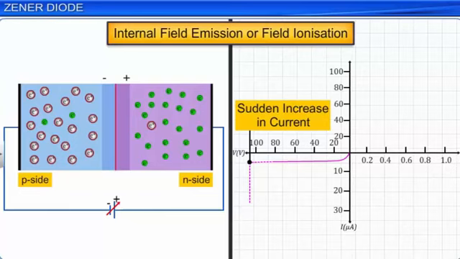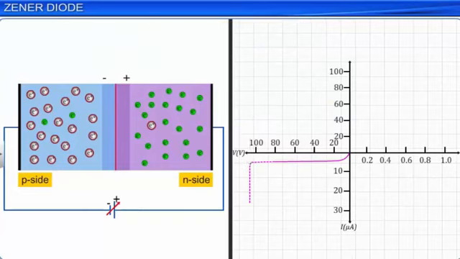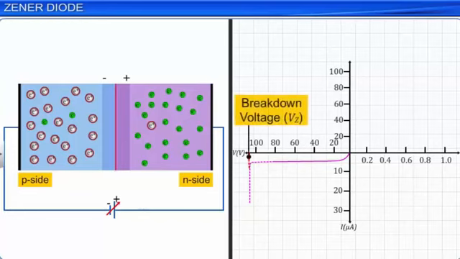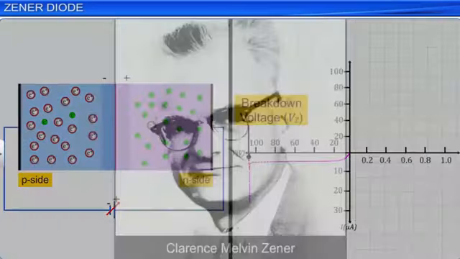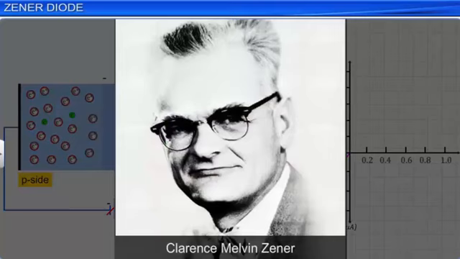The voltage at which there is a sudden increase in current in a reverse biased diode is called the breakdown voltage. A diode designed to have low breakdown voltage under reverse bias is called a Zener diode, which is named after its inventor C. Zener. A Zener diode is made by doping both the p and n sides of a p-n junction diode heavily.